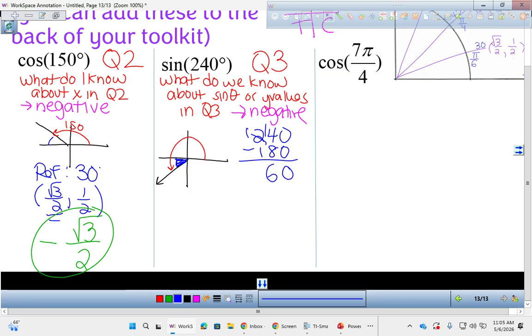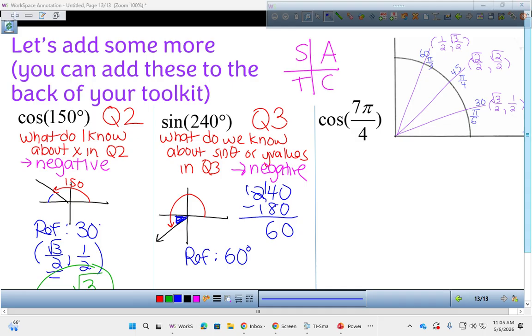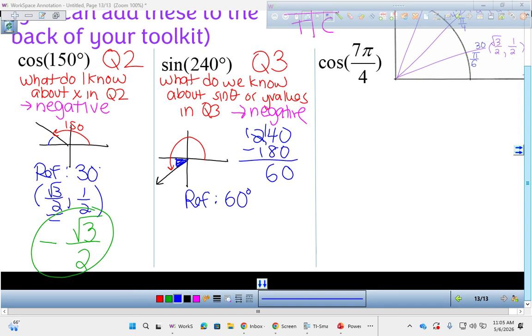60 degrees is my reference angle. So that means when I want to find my answer, I'm going to refer to the 60-degree angle to get it. That's what reference actually means. I'm referring to this end. All right, so what I know about my 60-degree angle is that the coordinate is 1/2, √3/2. And you don't know that yet, but you will. You'll memorize it.